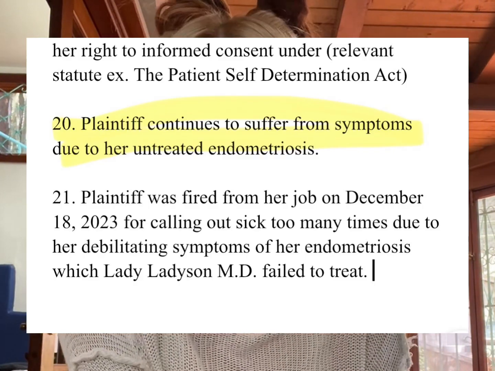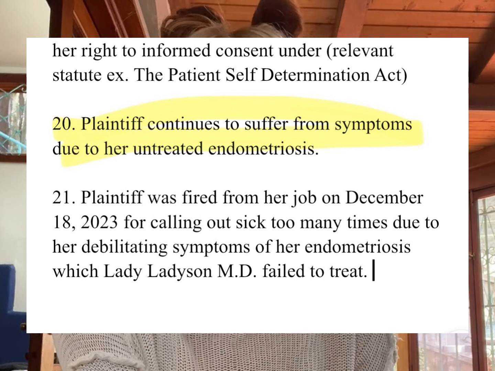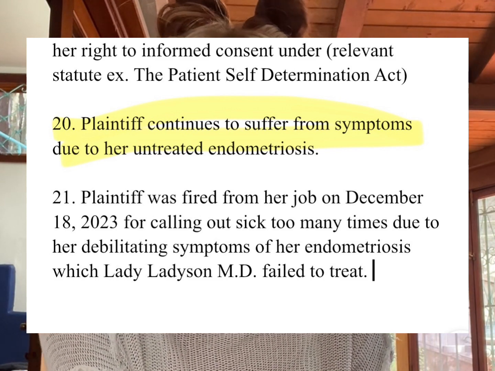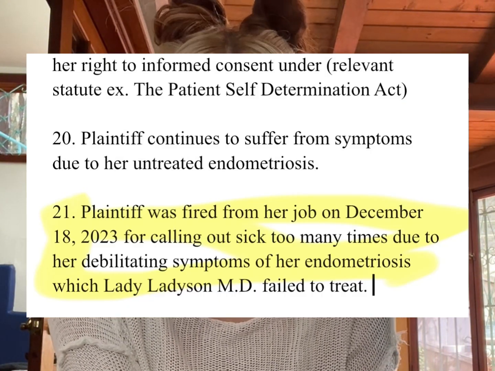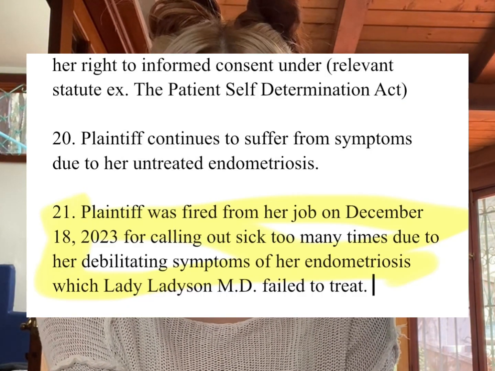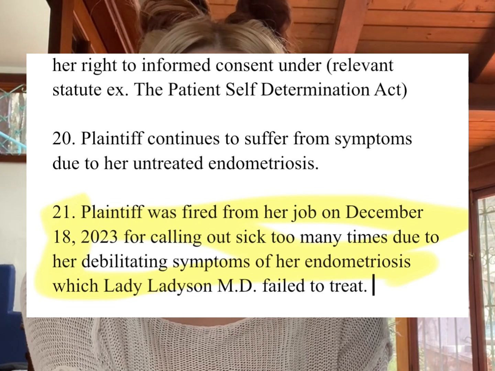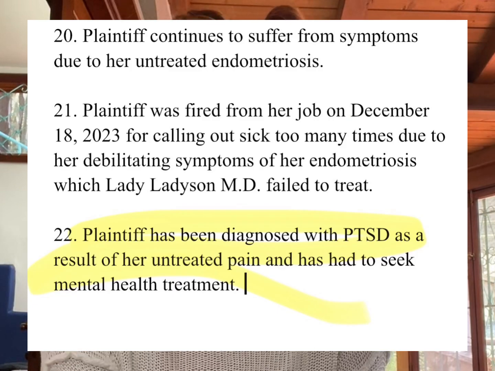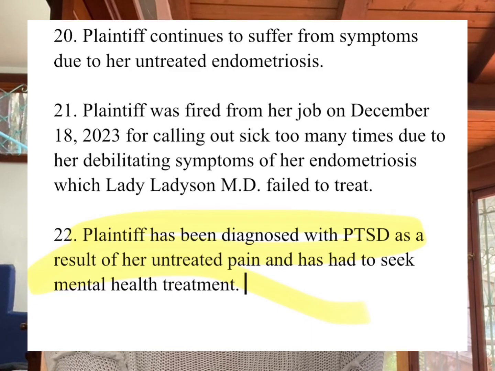After you've gone through the events of the situation, you can go into a bit more detail about how this has affected you. So for instance, you could say, "Plaintiff continues to suffer from complications resulting from her untreated endometriosis." Maybe you've lost your job because you called out sick too many days. So you want to go into more of the damages territory, right? "Plaintiff lost her job due to too many sick days calling out due to the pain of her untreated endometriosis. Plaintiff now has to seek psychotherapy due to the trauma of being denied treatment." You want to just paint a picture of how you've been harmed.